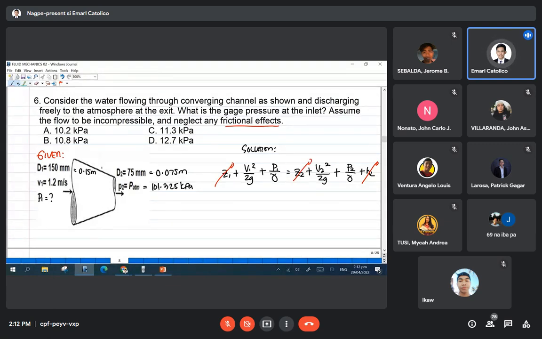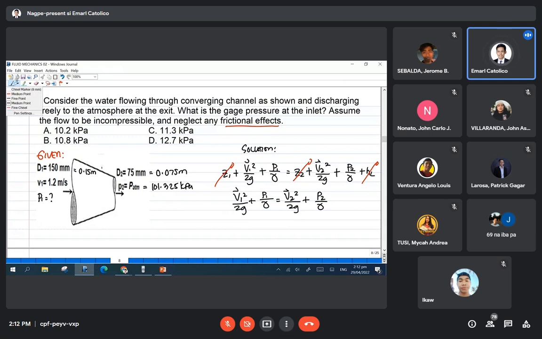Okay, so therefore, ang ating working formula for number 6 is V1 squared over 2g plus P1 over gamma is equal to V2 squared over 2g plus P2 over gamma. So, lagyan nyo ng ganito yung velocity. Ha? Kaya nilalagyan ko siya ng ganyan kasi velocity is a vector quantity. So, vector, ibig sabihin, meron siyang direction. Kaya laging may ganyan yung velocity.